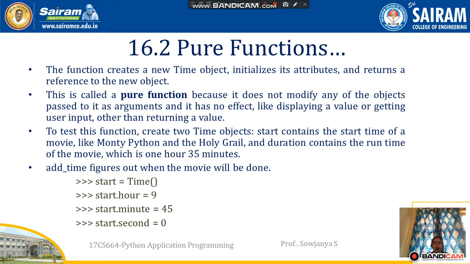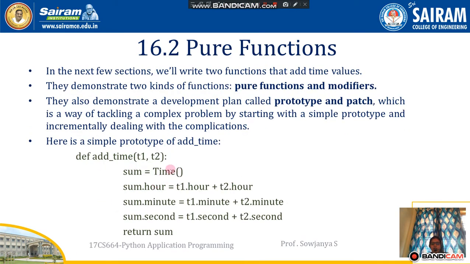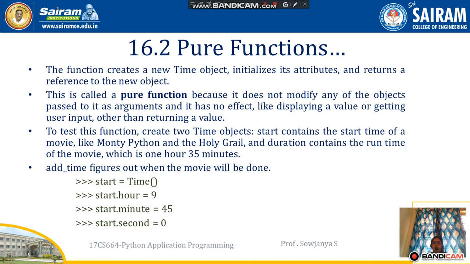Now, what does that function do? It creates a new time object, which we have seen here. It initializes the attributes and returns a reference to the new object. That is called a pure function, because it does not modify any object passed to it as an argument and has no side effects. It does not modify anything, so we can call it a pure function. It displays a value to the user other than returning a value.